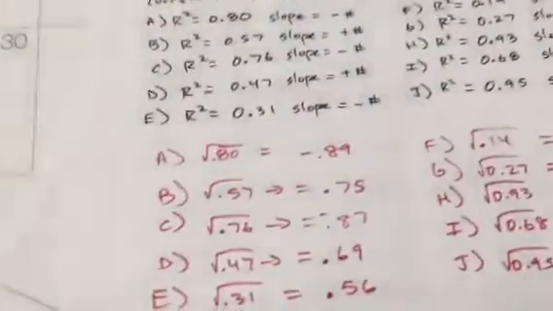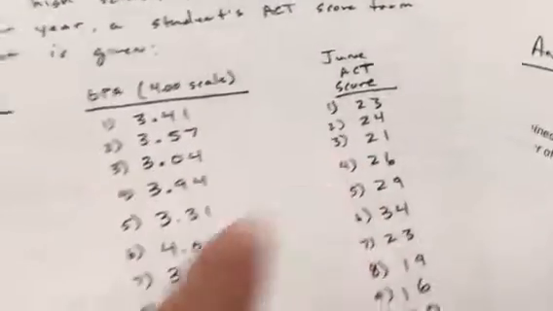Okay, I believe, guys, on number 7, the data was here. Days missed was an x, GPA was an x, and ACT was a y. So, getting there eventually.